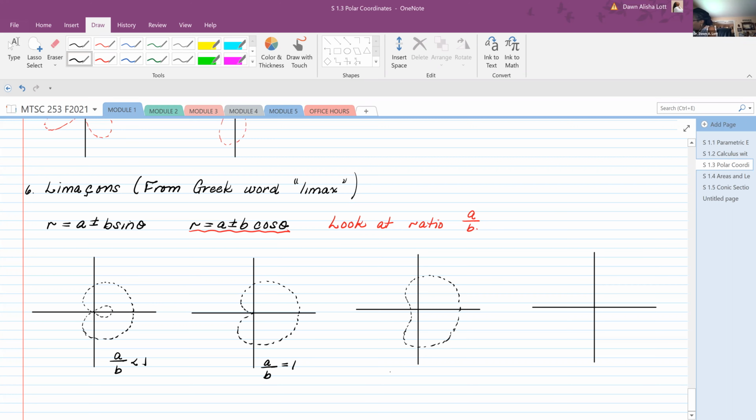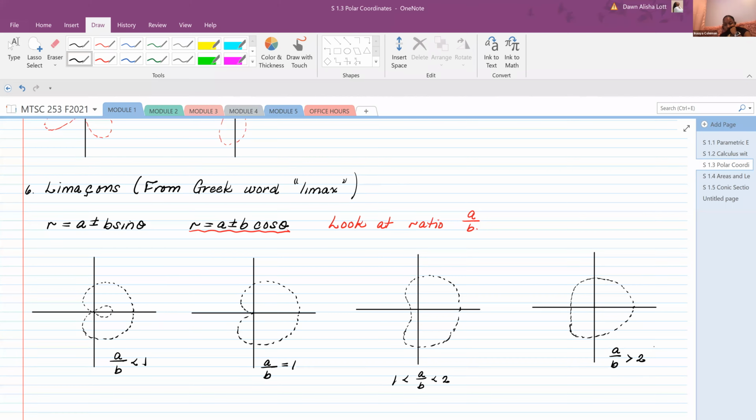So this one is 1 less than A over B less than 2. And then it kind of flattens out. And this is A over B greater than 2. Okay, so that's what the limacons look like.